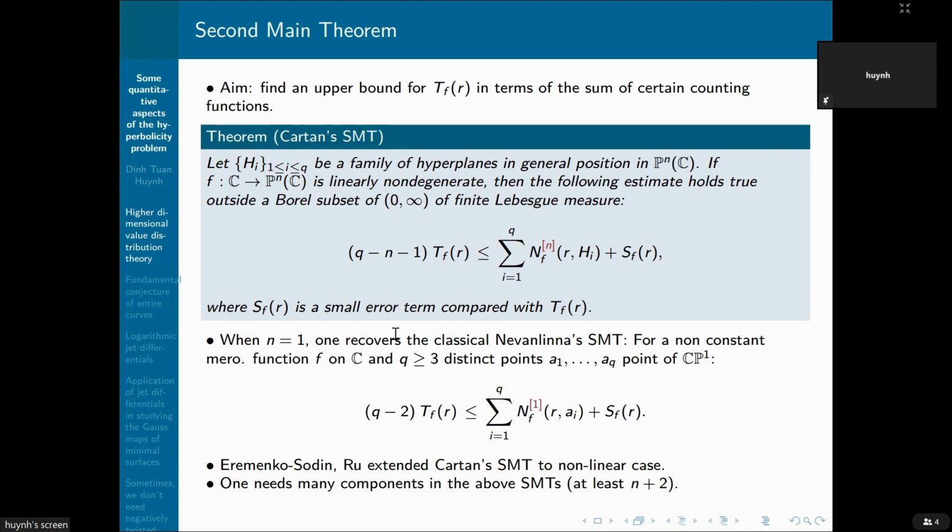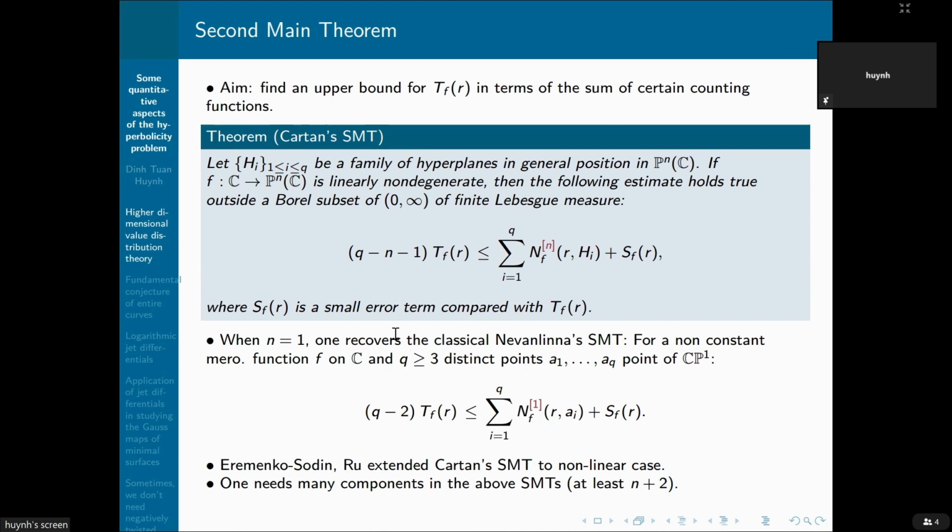The classical result of Cartan tells you that if you have a family of Q hyperplanes in general position, which here means that the intersection of any n plus 1 members of this family is empty, and if you have a linearly non-degenerate curve f, meaning the image of f is not contained in any hyperplane, then you have the following second main theorem estimate.